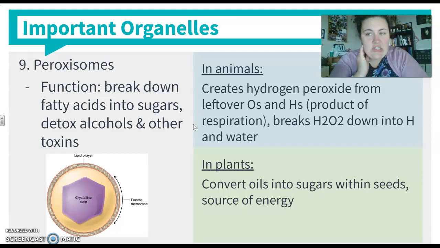All right. So now I want to talk about peroxisomes, and I promise we're getting towards the end. Peroxisomes' primary function is to break down fatty acids into sugars. So they kind of help with lysosome duties, so they break stuff apart. They also help to detox alcohols and other toxins. So you have lots of peroxisomes in your liver and in your kidneys and stuff like that. So peroxisomes, again, it's just going to be a membrane-bound thing. It's very similar to a lysosome.